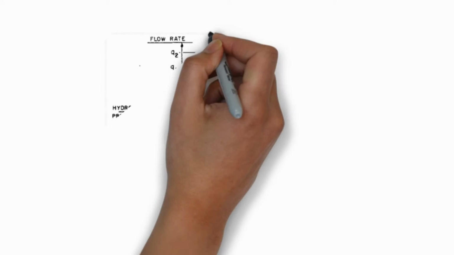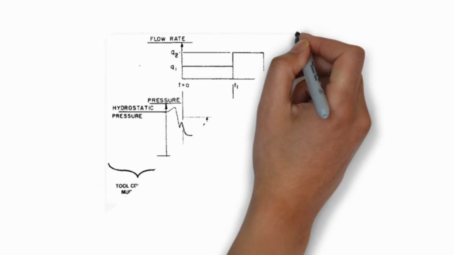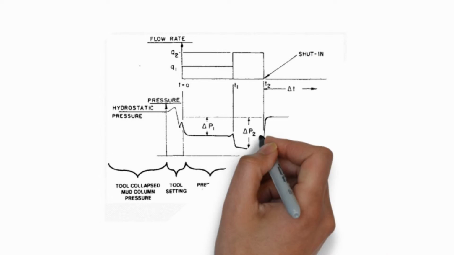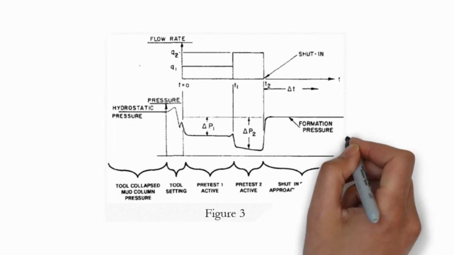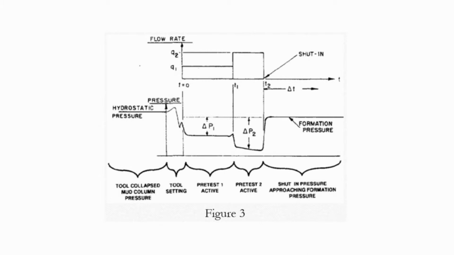Pressure measurement. During the pre-test sequence, pressure is monitored with the tool sampling system. The schematic drawing in figure 3 shows the pressure typically recorded during the pre-test sequence. In this figure, time is shown as increasing to the right, and pressure and flow rate are increasing upward.